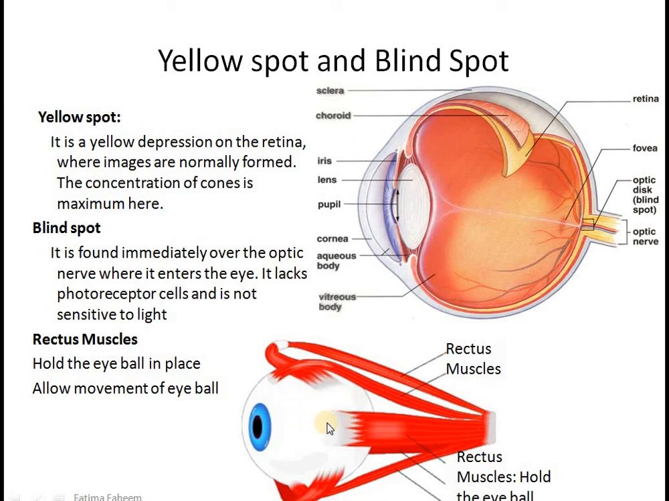Your eyeball moves. This movement is caused by the contraction and relaxation of these rectus muscles. Not only do they hold the eyeball in place, they also allow the movement as well. The names are different. All the bands of the muscle that you can see here have different names, but just remember a general name called rectus muscles.